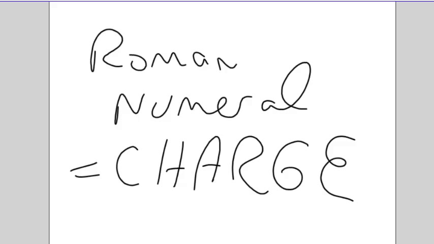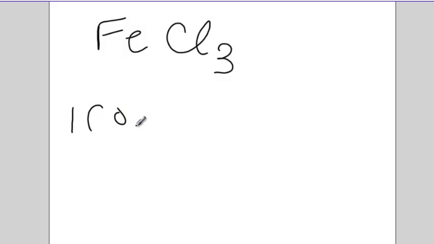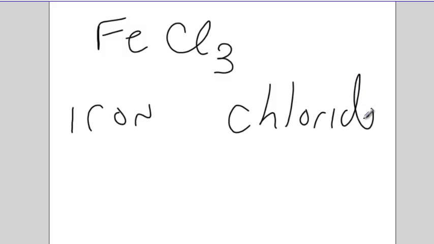Let's do some examples. Let's go back to our old friend FeCl3. Fe here is iron. But I can't just say iron chloride because, as I just told you, iron can be a +2 or a +3. I need a Roman numeral to tell me which iron chloride I'm talking about.